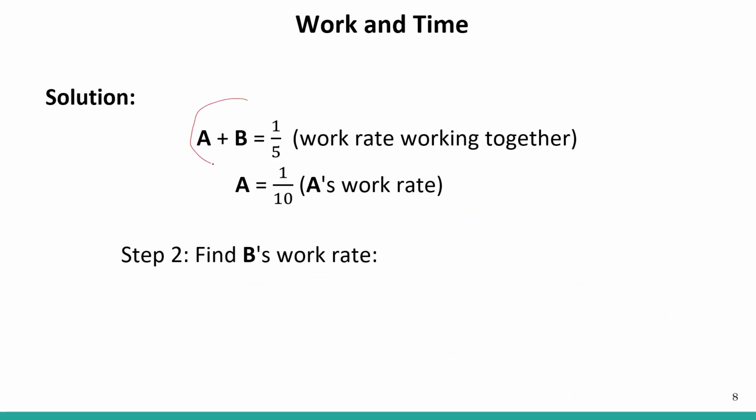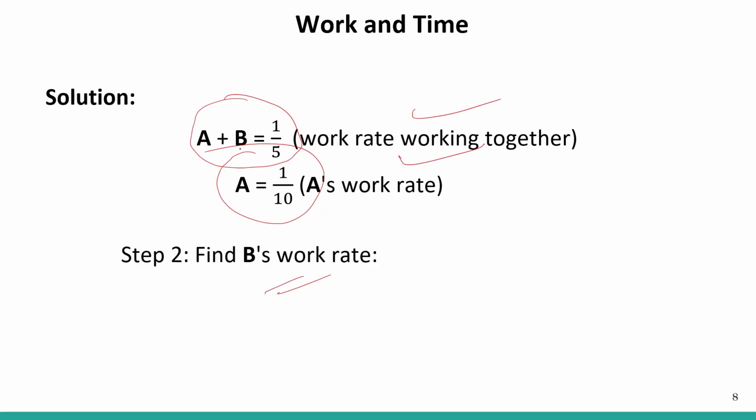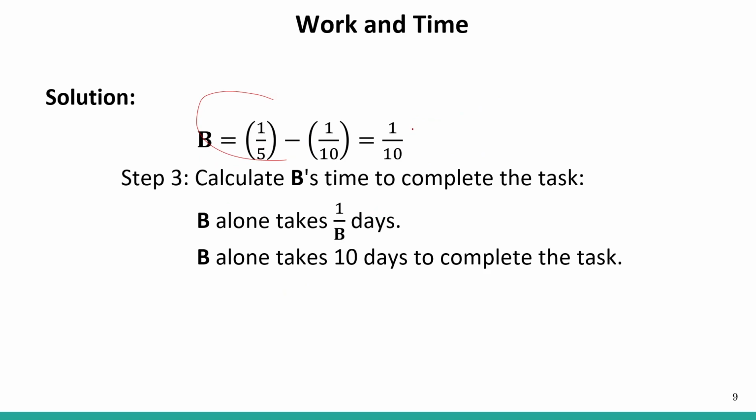So A plus B is 1 by 5, the work rate working together or combined work rate. If A's work rate is 1 by 10, then to find B's work rate we use that equation, and we got 1 by 10 out of it. So B's time to complete the task is 10 days. So 10 is the correct answer here. Okay, so let's go forward to the next question.